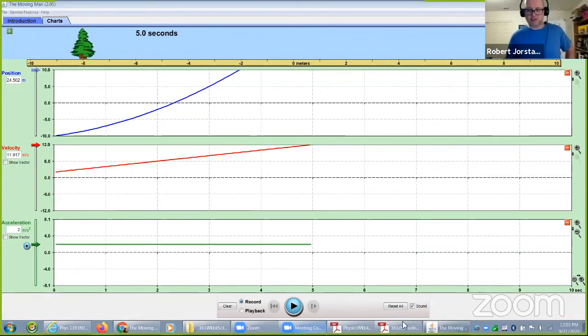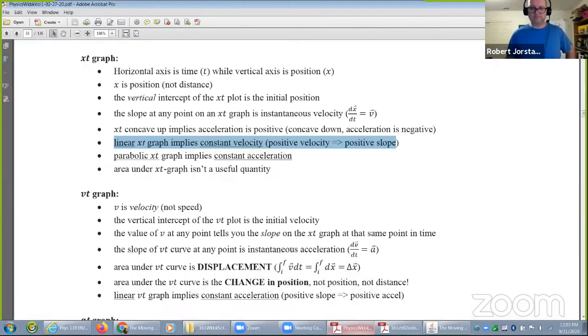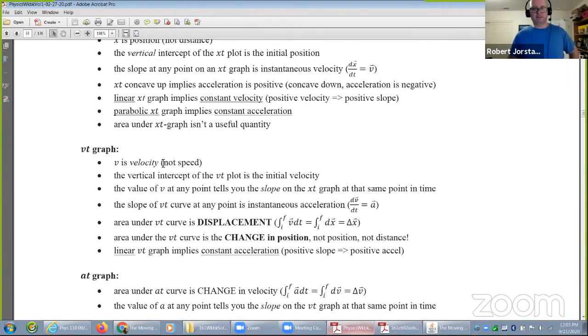So let's go check out the VT information. Watch out. Velocity is speed. We mentioned this already. That's the initial velocity. Now look at this. Remember, we already know that the value of V at any point is the slope of the XT graph at that same time. We've already talked about that, but just to be clear, if you take the slope of the XT, you get the value of V at that point.